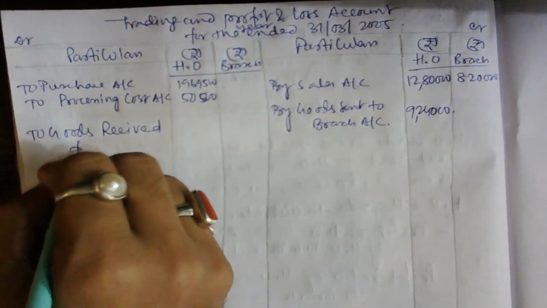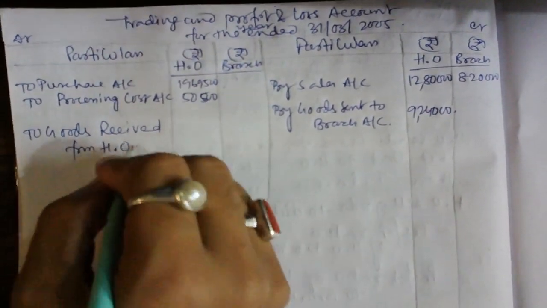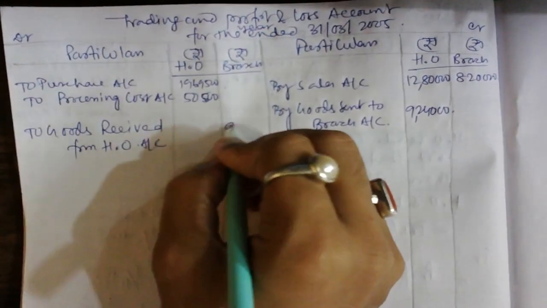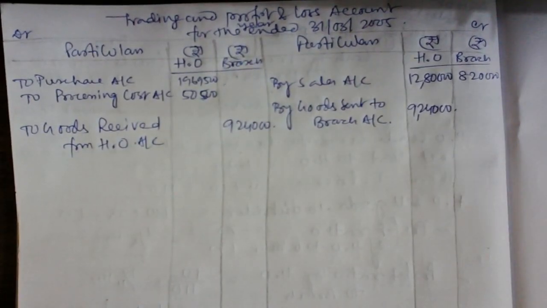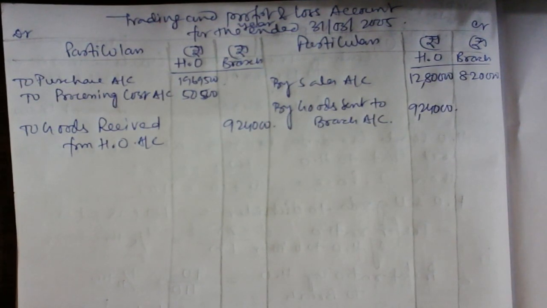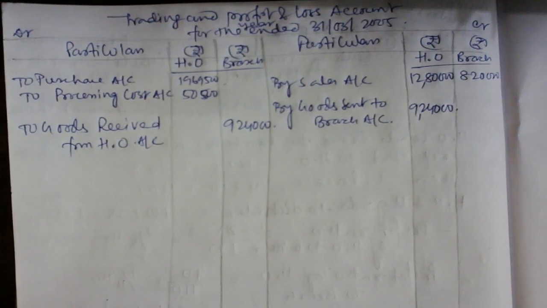Goods received from HO, how much sir it will be? 9,24,000, कोई डाउट नहीं इसमें, it's very easy, okay, it's very easy, the same journey that we have done previously, okay? Plot here.